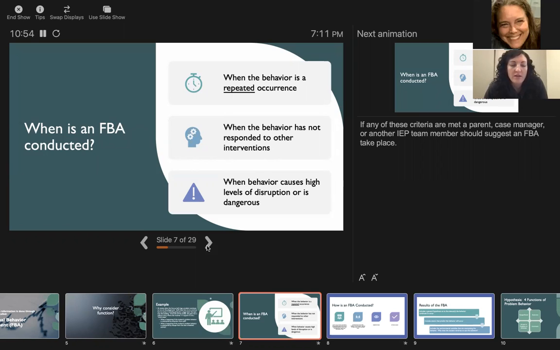Also, an FBA is prioritized when behavior causes high levels of disruption or is dangerous. If we have a student who is making a classroom environment to where no one can access the education, including the student themselves, that would be a time to jump a little bit more than an easy intervention and put something more complex in place.